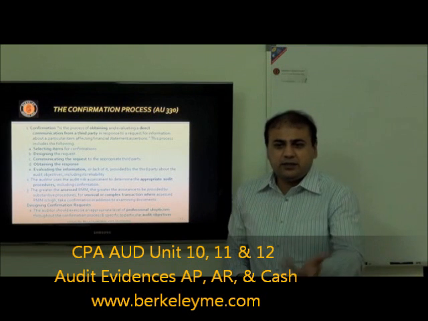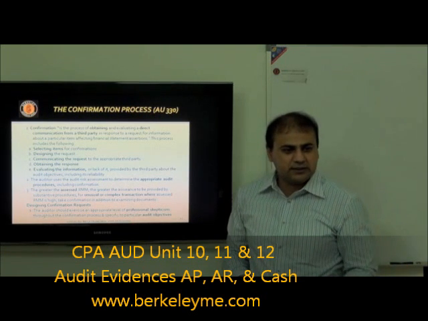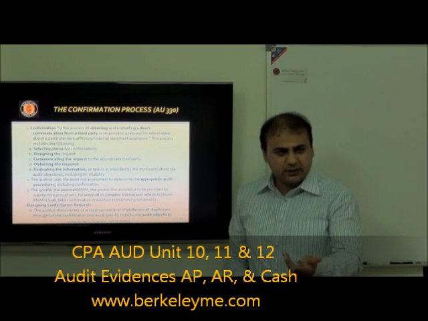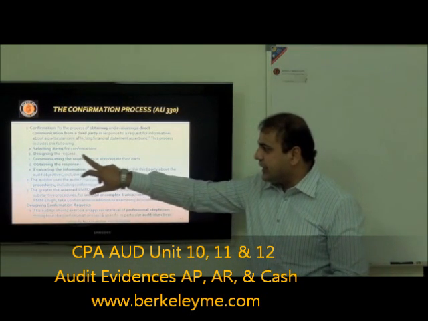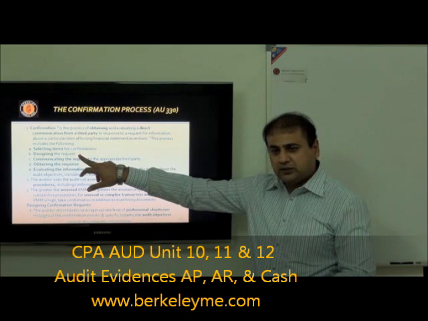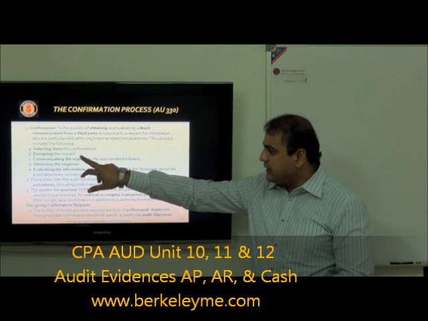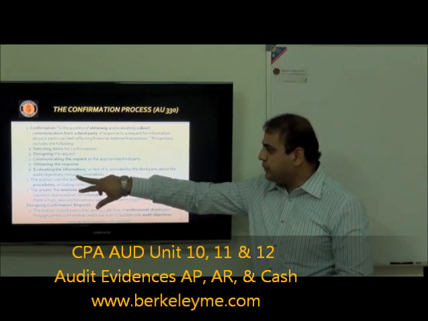So you cannot send 200,000 confirmation letters. You have to go for a sampling. So there should be some criteria to select the items for the confirmation. Then you have to design the request. That is standard format, as we know.